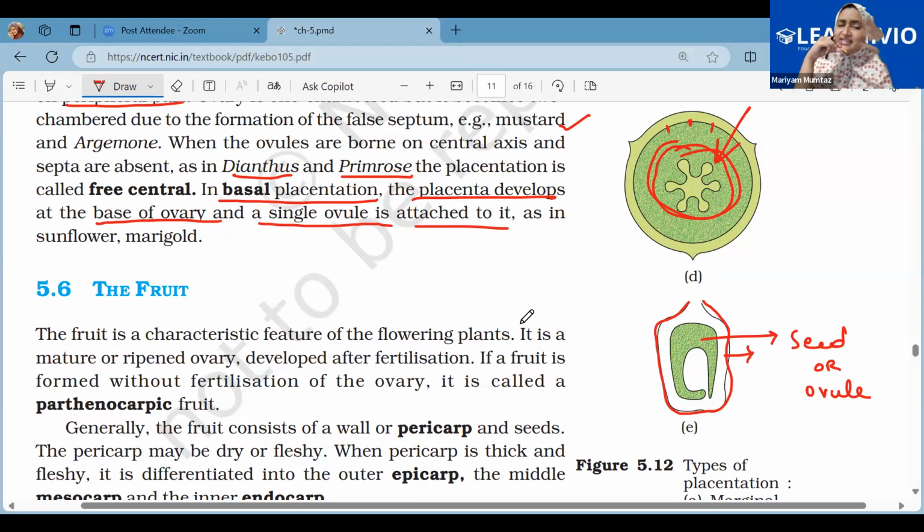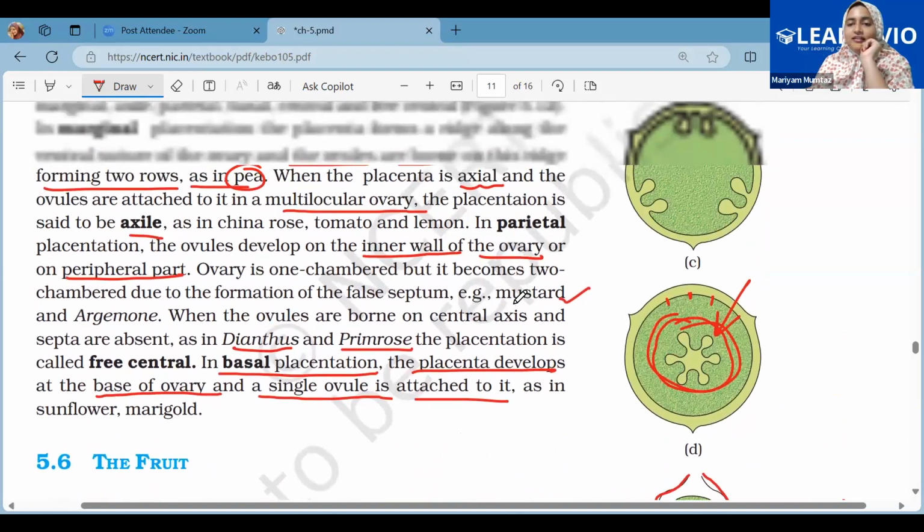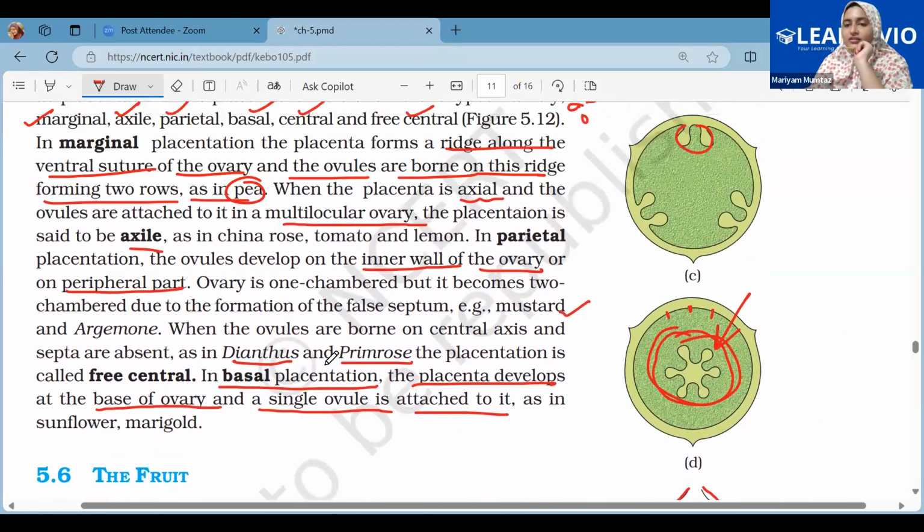This chapter is all example based, because they'll ask you what is the example of basal, like in MCQs, maybe out of these, which one has basal placentation? So you should know that sunflower and marigold do, right? So this chapter is very tedious, and so you people should just rote-learn. You have to do that only in this chapter. You have to rote-learn.